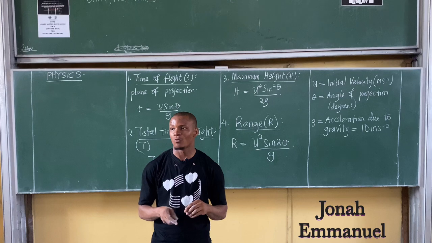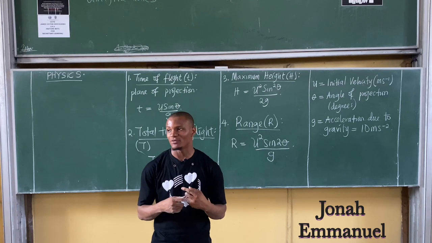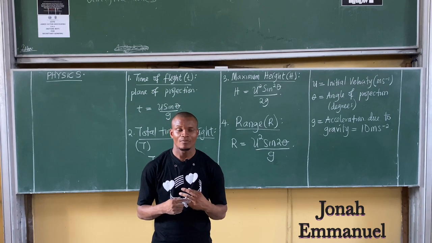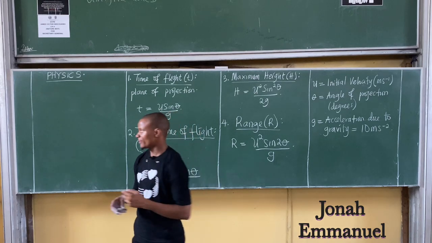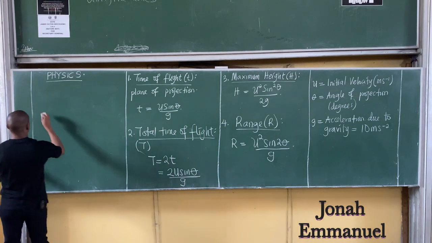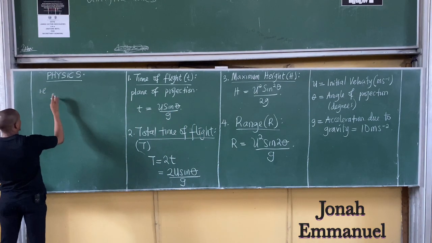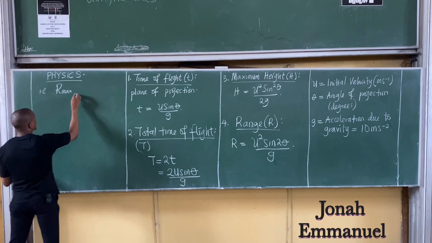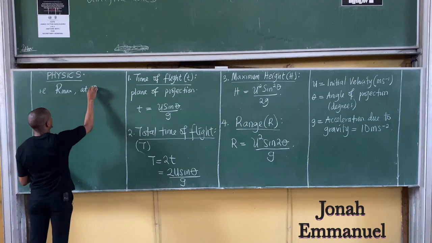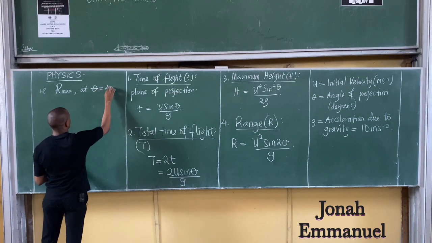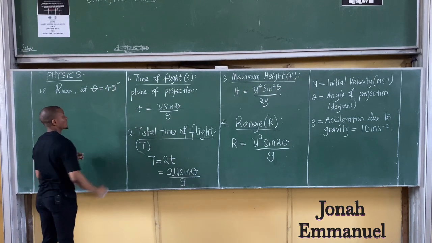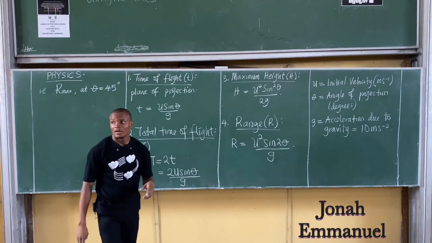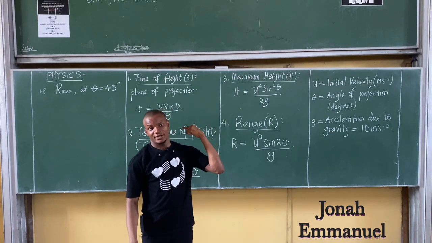This is actually one of the most frequent JAMB questions, right? Yeah, 45 degrees. Look at this. That is, we are saying this. Maximum range occurs when theta is equal to 45 degrees. Now, what's the use of this idea?